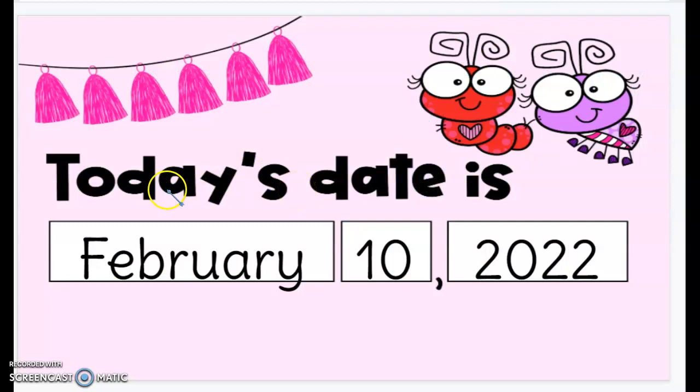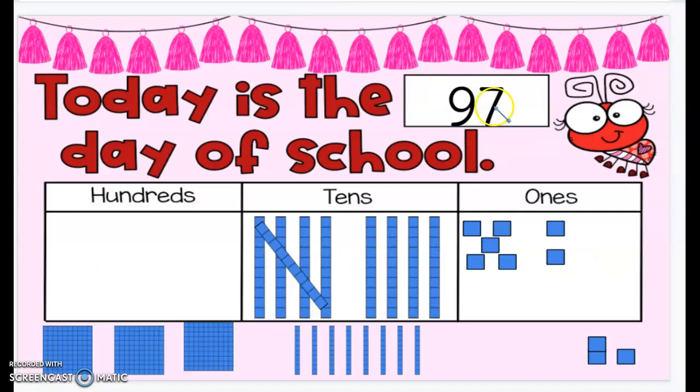Right. So if someone comes up and says, what is today's date? You're going to say, today's date is February 11, 2022. And if yesterday was 97 days of school, what comes after 97? 98. And what do I need to add? Do I need to add to our hundreds, tens, or ones? Right, just one more because we just added one more in our ones place value. So that is the only thing that is changing for today.